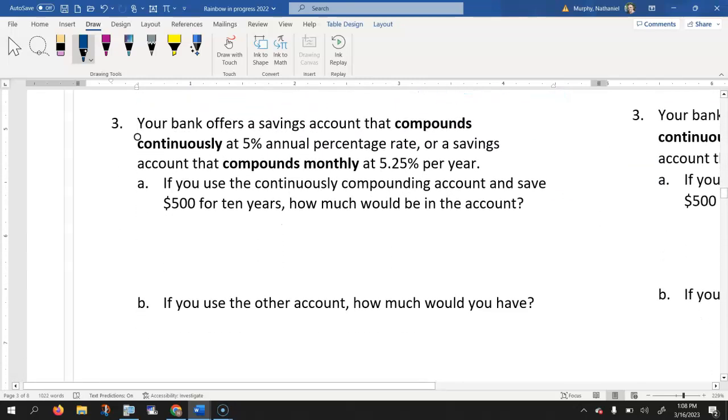All right, let's look at number 3. Your bank offers a savings account that compounds continuously at 5% annual percentage rate, or a savings account that compounds monthly at 5.25% per year.